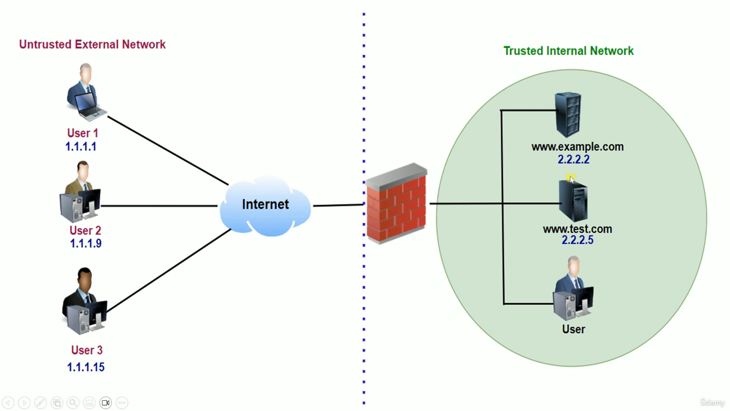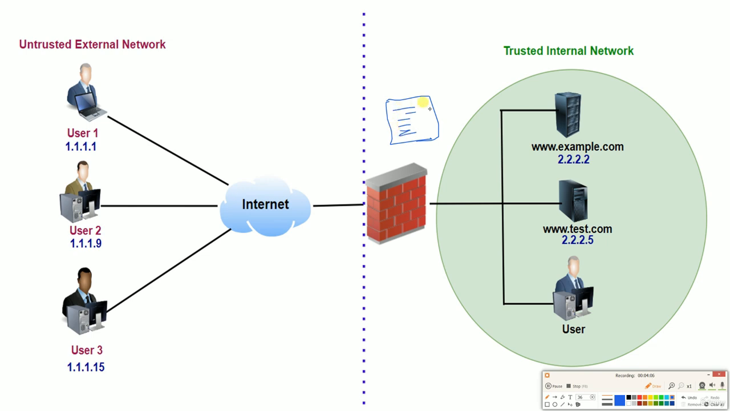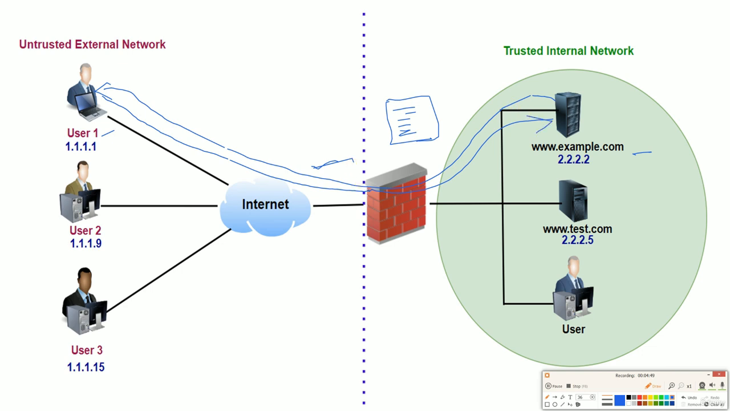As I said, the firewall maintains a security policy, where all the security parameters or rules are defined. Let's consider that user 1 wants to connect to example.com. When his request hits the firewall, the firewall looks at the security policy defined in it. If it is set to allow or permit, then this traffic will be permitted to the destination, and you'll see a response from that application to the user.